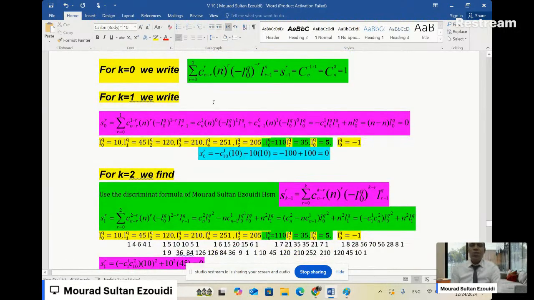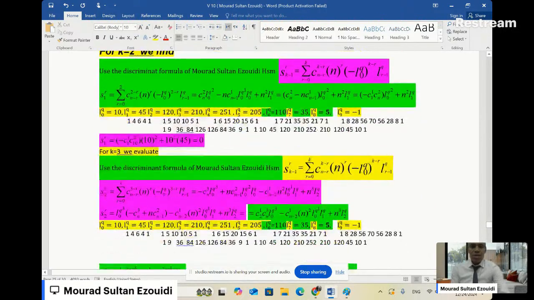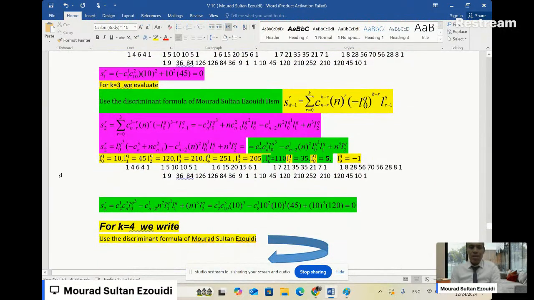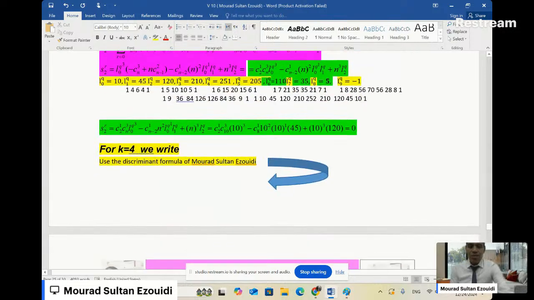So S0 is 0. S1 is equal to 0. S2, here, this one, S2. Of course, I use this formula of mine, after making the expansion of this S subscript k minus 1. So I will use this one and then make the substitution. This is equal to 0.